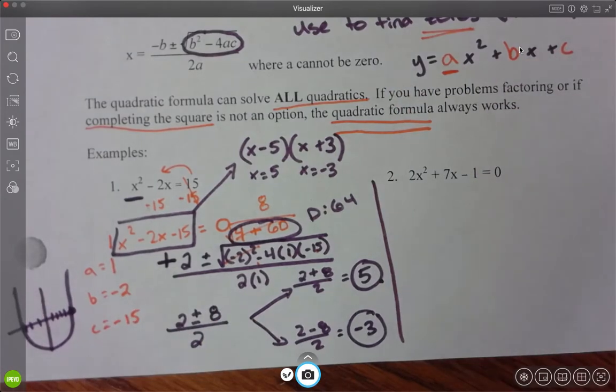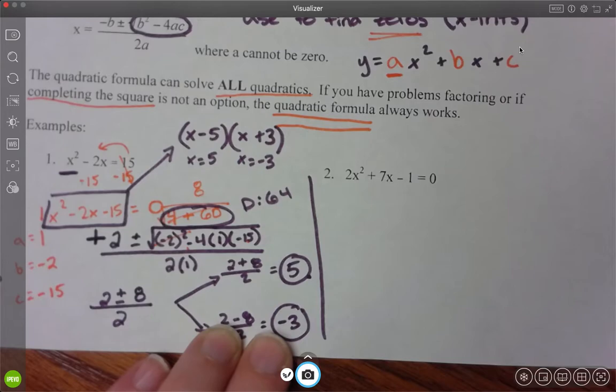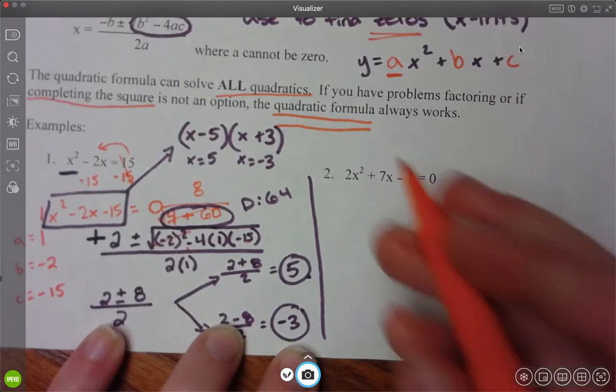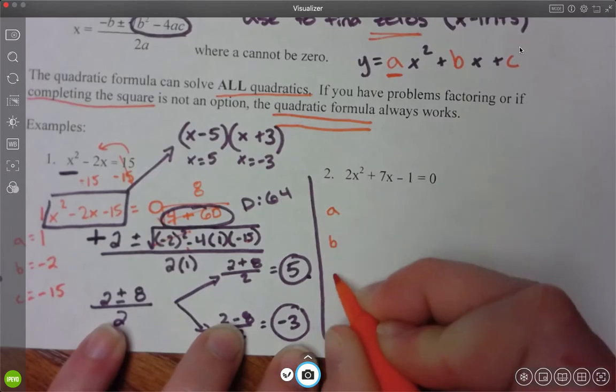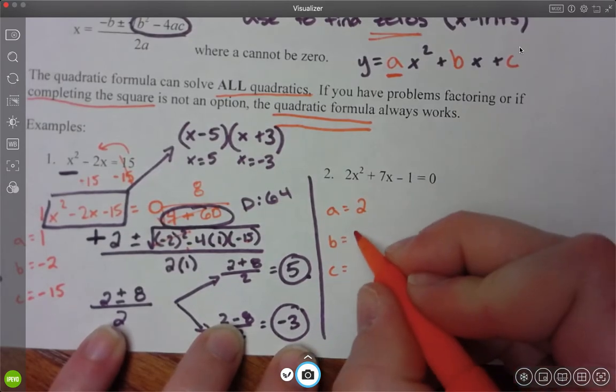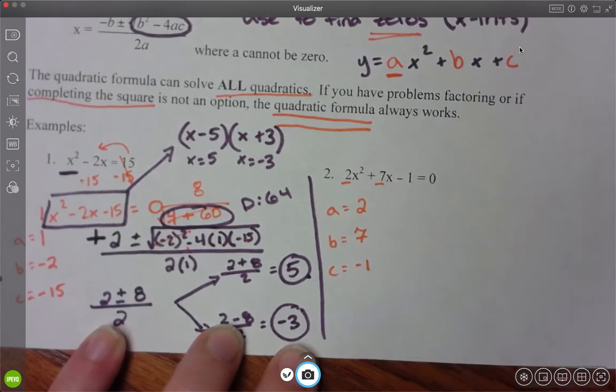So number 2, this one's already set up ready to go for us because it's equal to 0. So we want to just use the quadratic formula to solve this one. So I'm going to list out A, B, C. Again, you could probably do this without listing it out, and that's okay, but I always do this just for my sanity. A is 2, B is 7, C is negative 1. Don't forget those negatives when they go with them, okay?